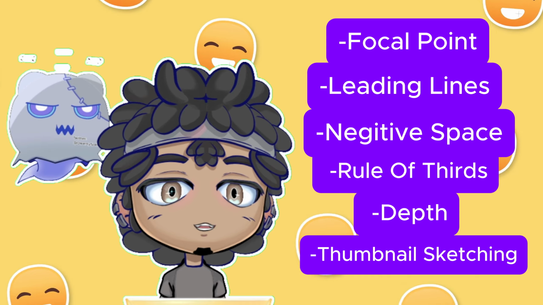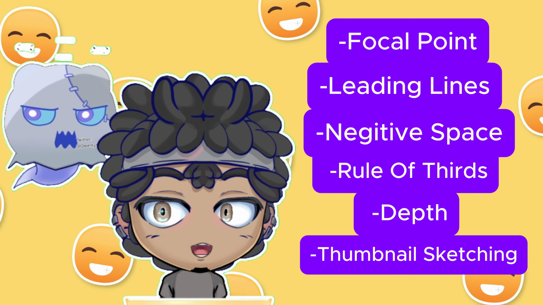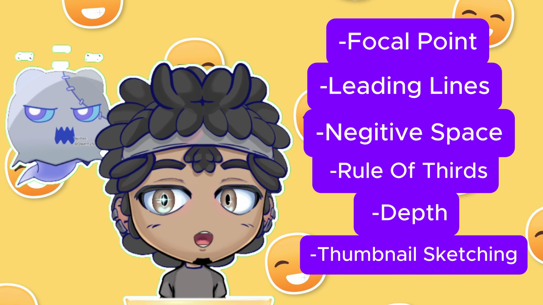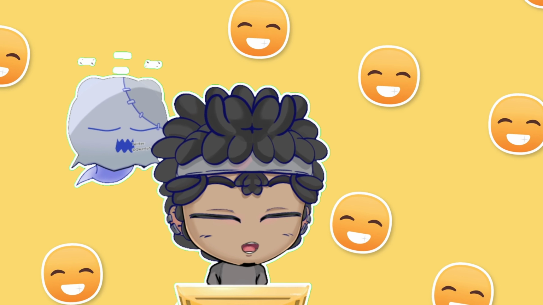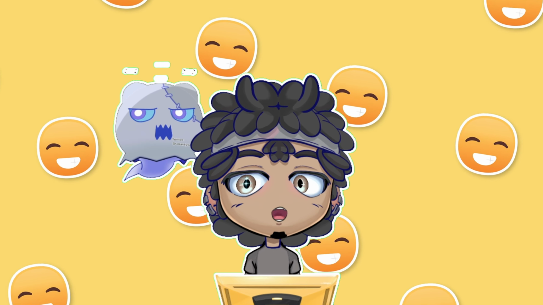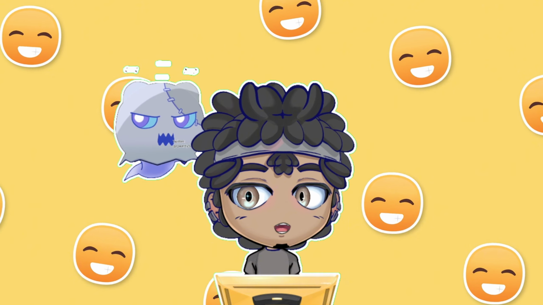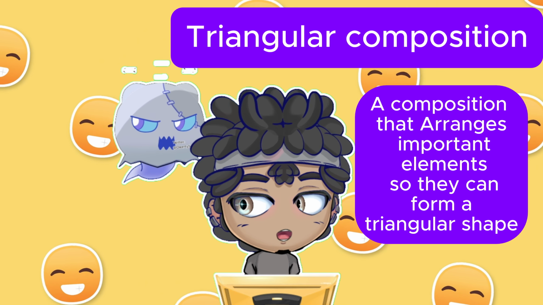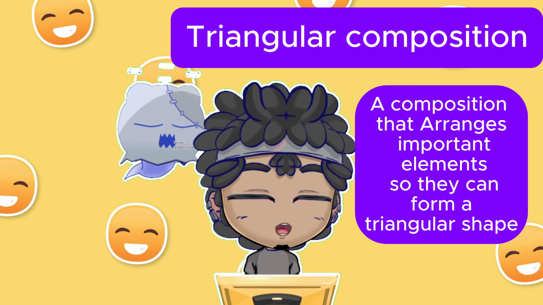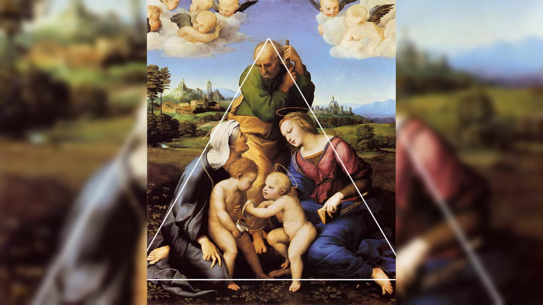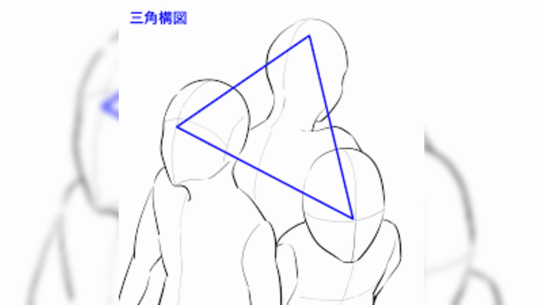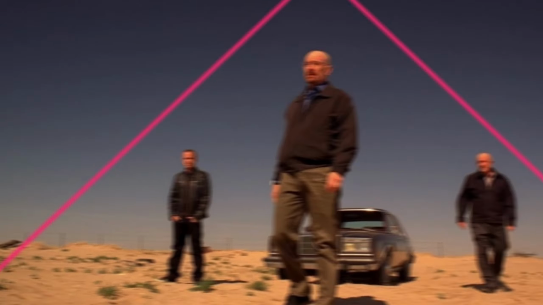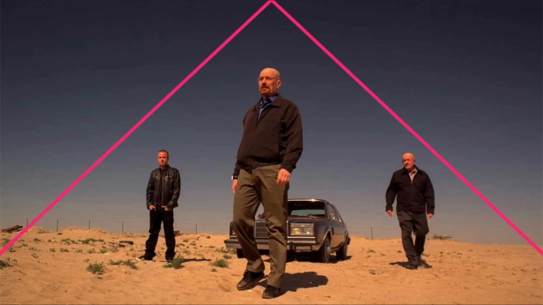Now this is the bonus round, where I have something for you, where you can learn how to use 3 different methods other than just the rule of thirds. One of them we're going to start off with is the triangular composition. The triangular composition arranges important elements so they form a triangular shape. It's supposed to represent powerfulness, strength, authority, or just heroicness. It depends on how it's being used.